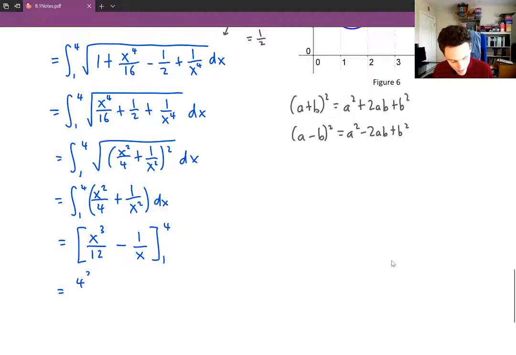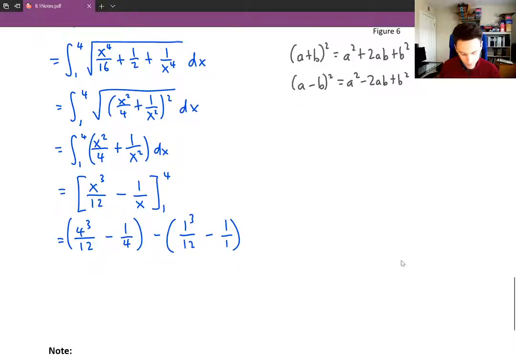So then we get 4 to the third over 12 minus 1/4 minus, and then 1 to the third over 12 minus 1 over 1. Here, it's a lot of fraction work. I'm going to put a little... and you should get 6.